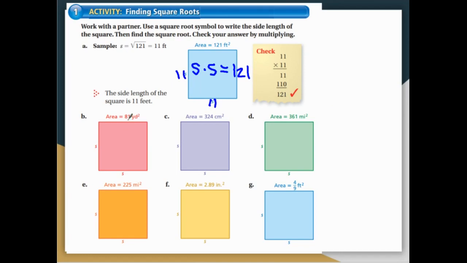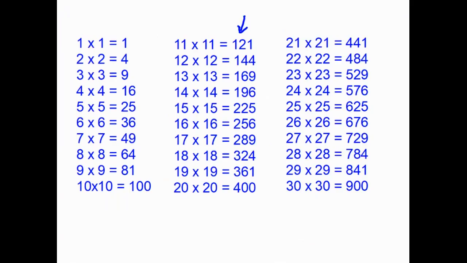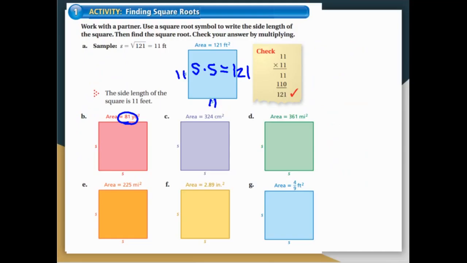For B, the area of this square is 81. So what must be the length of its side? If we look over here for 81, you can find that the length of that side must be 9. 9 times 9 is 81.